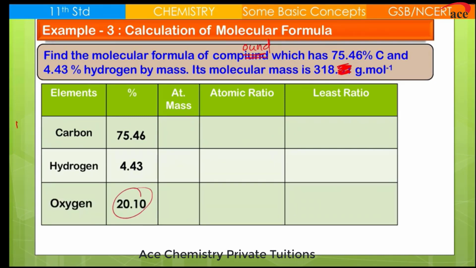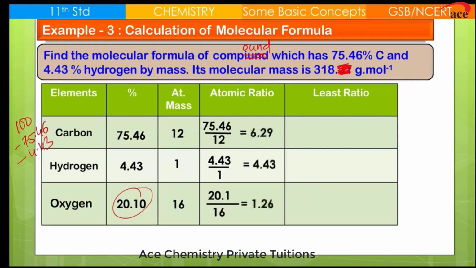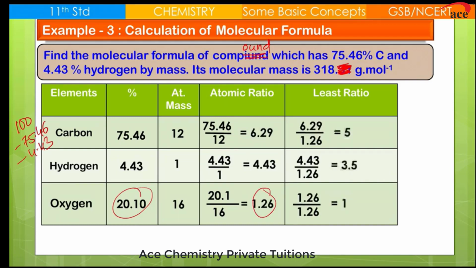But how did you get 20.10? We took 100 and we subtracted 75.46 and 4.43. The remaining percentage gave us oxygen. Then divide by atomic mass, you get atomic ratio. You will get numbers. Not so easy, but you will get these numbers. Then, which is the smallest number out of these? 1.26. So, each atomic ratio will be divided by 1.26. When you do that, for each, you will get what? Oh, 5, 3.5 and 1.